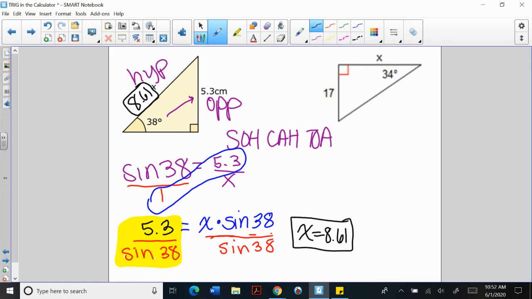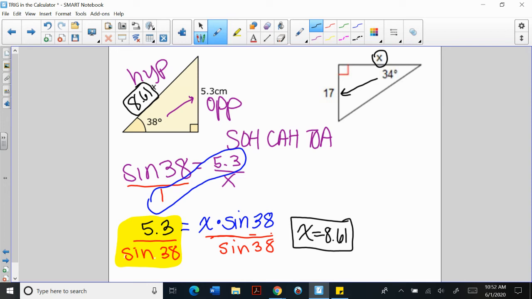All right, cool. Second one over here. We've got a reference angle up here of 34 degrees. I've got a side over here and a side right here that I don't know. Go ahead and pick out how you're going to set up a trig equation for this.